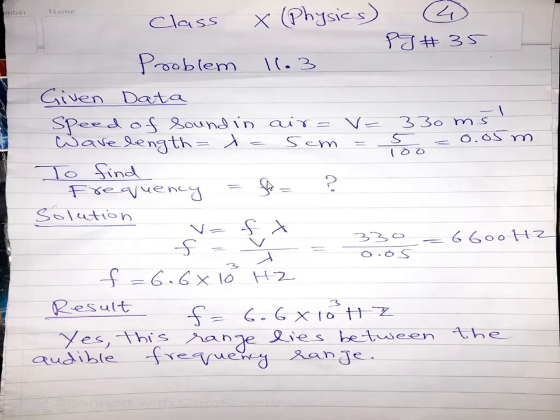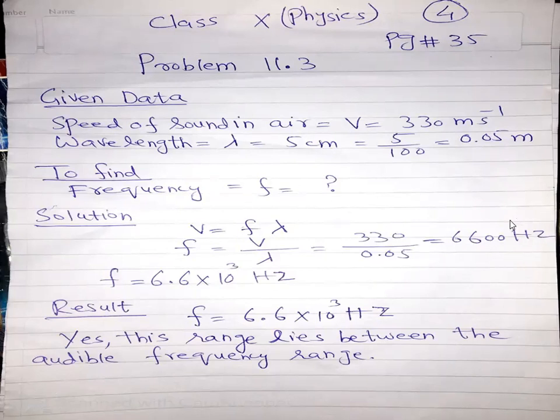Again, we need to find the frequency f. I use the formula V is equal to f lambda. In chapter number 10, we read this formula. Since I want to find the frequency, I will separate out f, so f equals V divided by lambda. Just plug in the values: V is 330 and lambda is 0.05. So 330 divided by 0.05, you will get 6600.